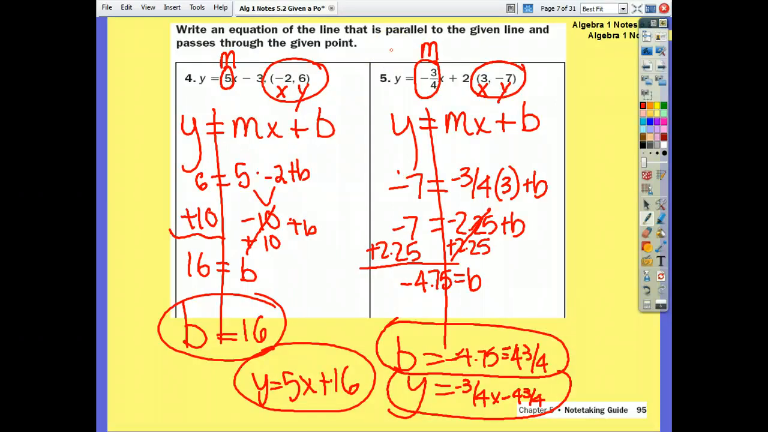All right, everybody agree with these? We solve for this. We get b equals 16, therefore y equals 5x plus 16. Over here, when they did this, they left it as decimals, that's fine. So they ended up with b equals -4.75, but then we want to always convert it to fractions in case we ever have to graph it. So y equals -3/4 x minus 4 3/4. Nice job.